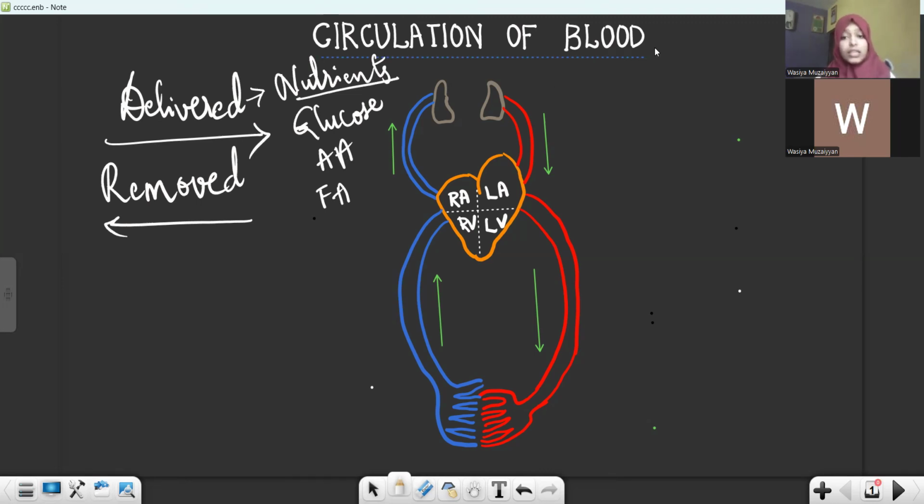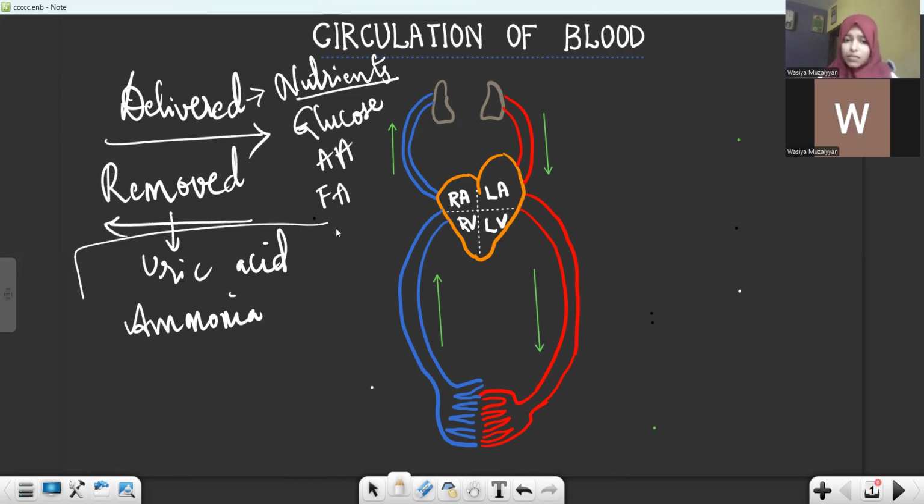There are certain toxic things that we excrete as waste material. For example, we excrete uric acid. We also excrete ammonia. So these are the excretory wastes that have to be removed from our body, things like uric acid and ammonia. This removal of toxic things is also done by blood circulation.